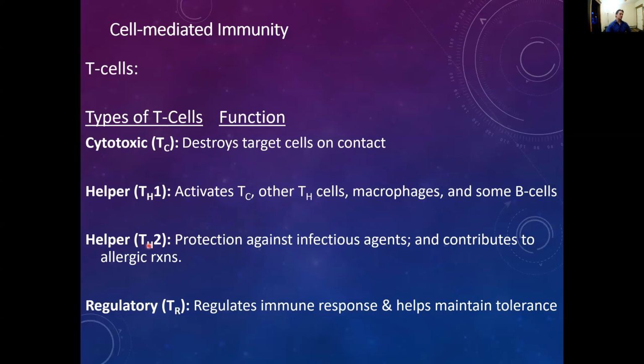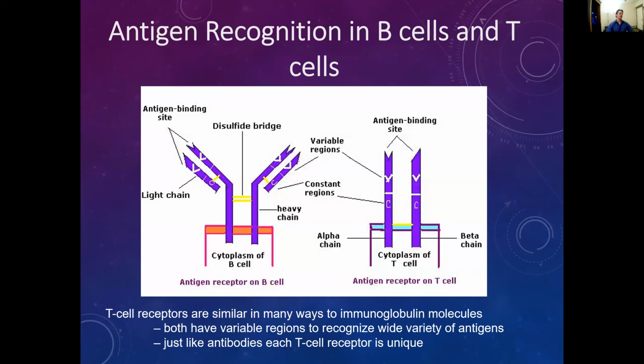Then you also have Th2s. They protect against infectious agents and contribute to allergic reactions. And then you also have regulatory cells, so TRs. They regulate immune response and help maintain tolerance. Important here, these cells also kill T cells that attack host tissues. So they also prevent autoimmune diseases in that example.